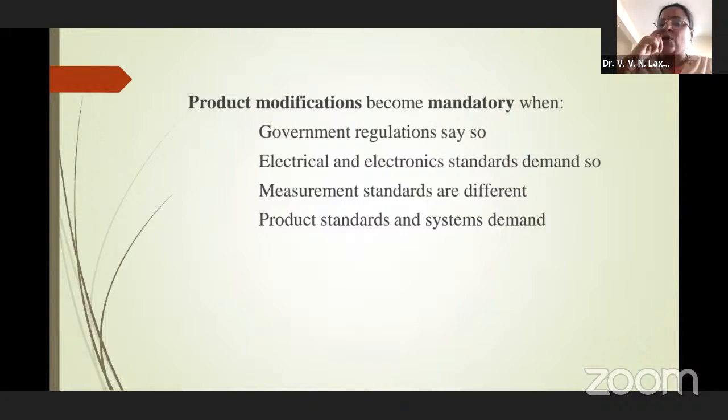Then there are certain concepts called product standards and systems demand. The product standards might differ. For example, we have so many medications which are being used in the Indian medical sector or Indian health sector, which are banned in US or European countries, but they are well used by us. So product standards and the procedures, that is the manufacturing procedures or service procedures, might also be different from one country to the other.